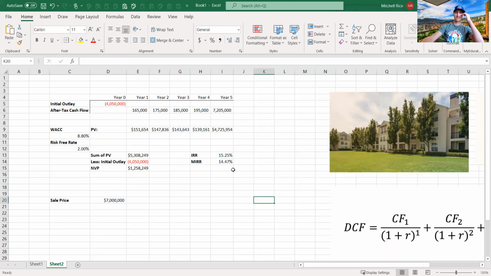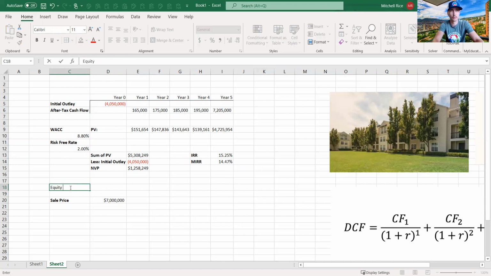Okay. So you can see that the true IRR is probably a little less than 15.25. It's not a big spread. It's only like 70 basis points, but still an important consideration to make. Okay, let's move on from NPV and IRR. I don't want this video to be too long, but let's just cover real quick what equity multiple is.